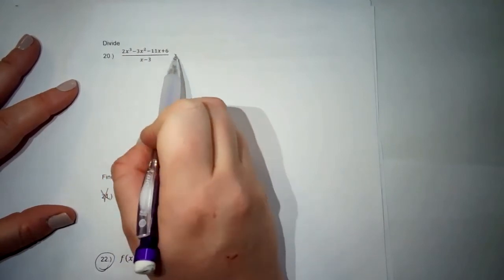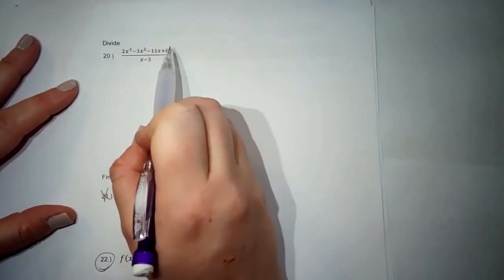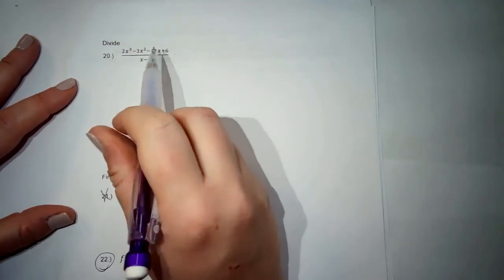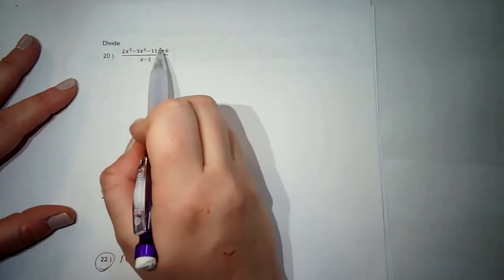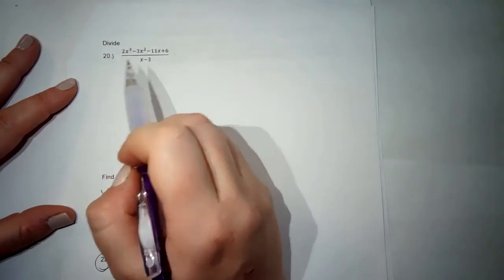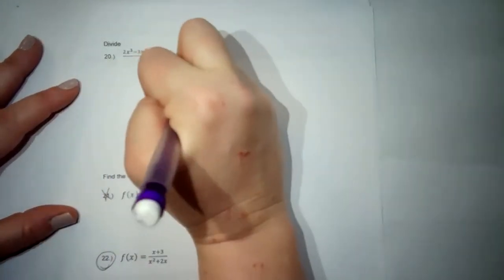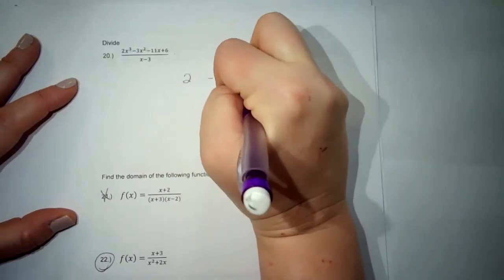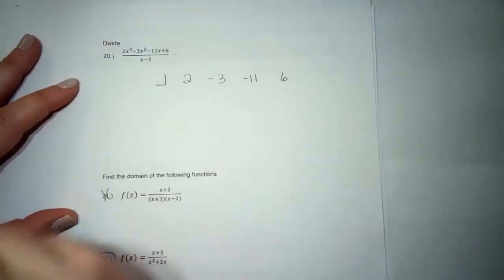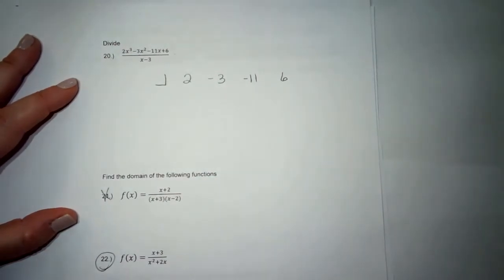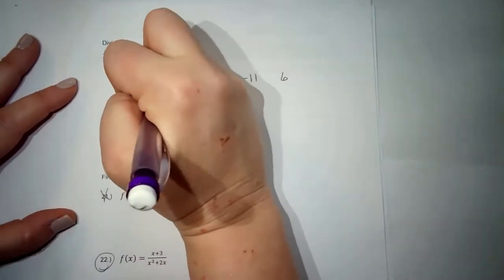Am I missing a term? No. How do I know I'm not missing a term? It goes in order. The exponents go in order: 3, then 2, then 1, then a constant. All right, so I'm going to take every coefficient and make a line. And then I'm going to have a shelf. Who goes on the shelf? 3.